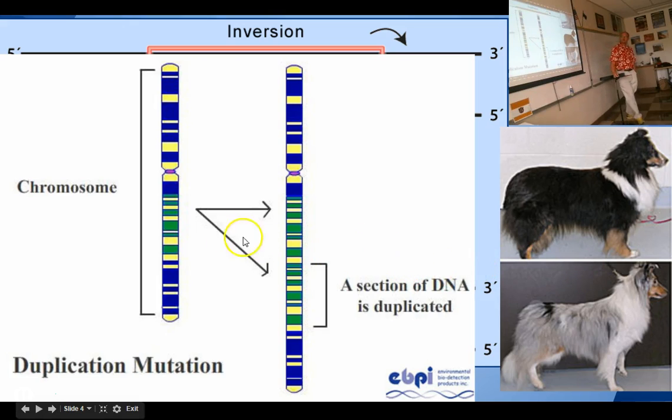A duplication. So now this piece of the chromosome was copied, but then the cell made a mistake and forgot that it already copied it and copied it again. So the new generation of this chromosome is twice as long. So all the information is there, but some of it's there twice.